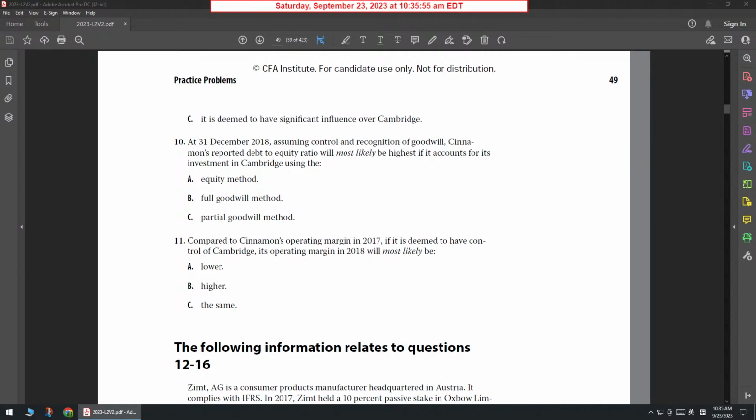It will be highest if it's either control or significant influence. And we're talking about net profit margin. The net profit will be the same no matter which way we go. Whether we consolidate and remove the part of net income that doesn't belong to us, or whether we just take the portion of net income that does belong to us, net income will be the same. But without consolidation, sales will be lower, which means that our net profit margin will be higher without consolidation. So C, it is deemed to have significant influence. Margin will be higher with sales lower, while net income stays the same.